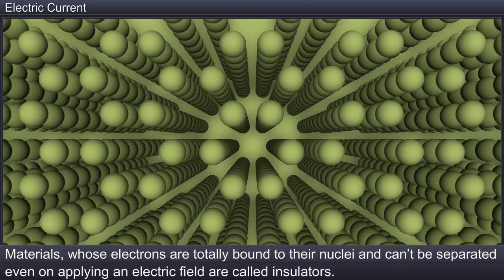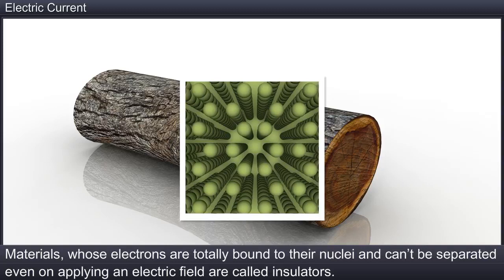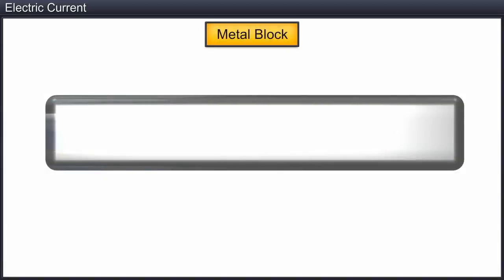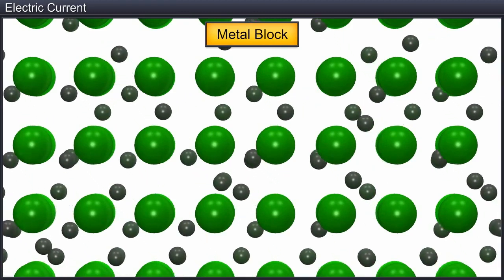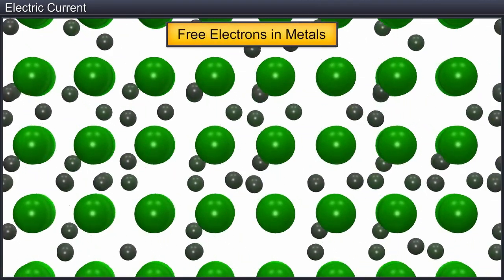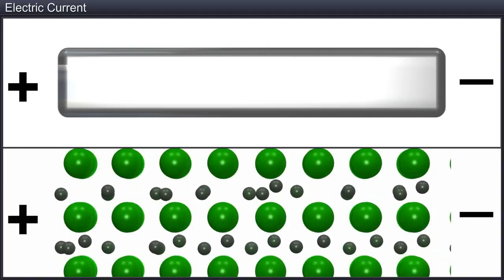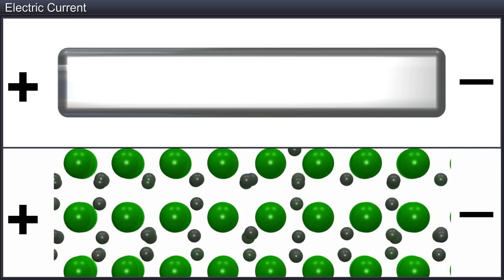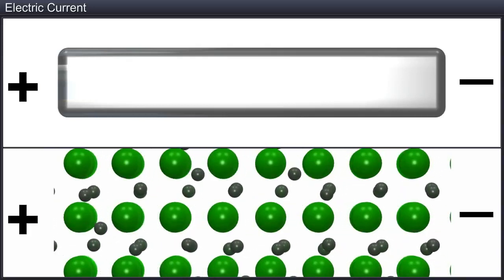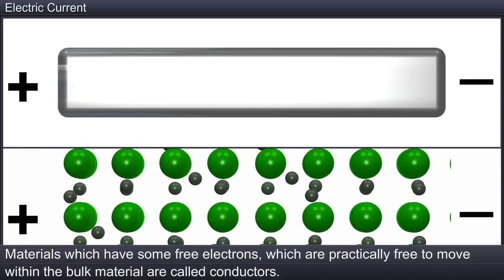There are some materials whose electrons are totally bound to their nuclei and can't be separated even on applying an electric field. These materials are called non-conductors or insulators. In metals, some electrons are practically free to move within the bulk material. These electrons are called free electrons. When an electric field is applied across metallic objects, an electric current develops in them due to the unidirectional flow of these free electrons. Therefore, metals are called conductors.